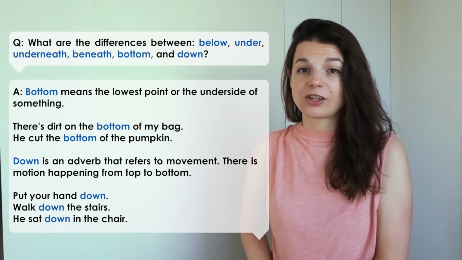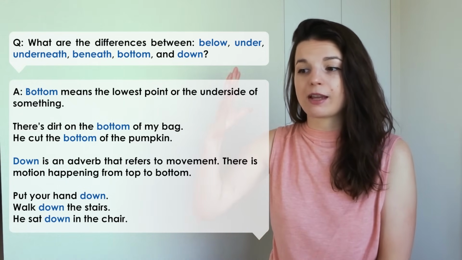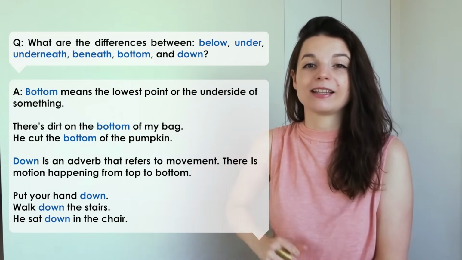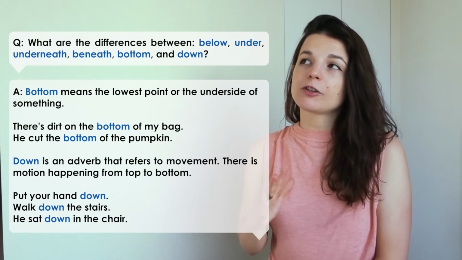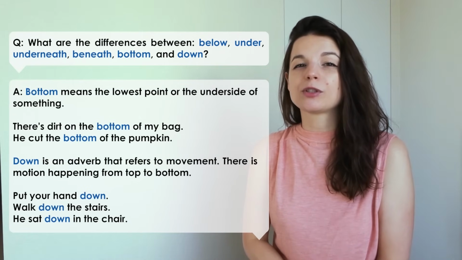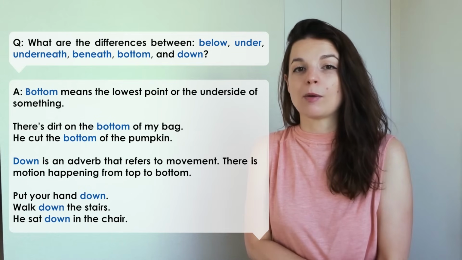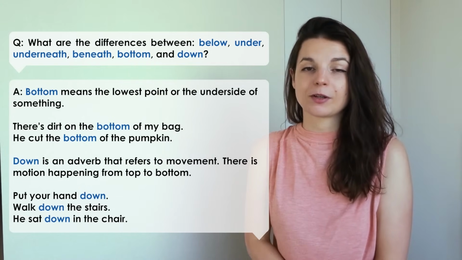He sat down in the chair. So we're using some kind of motion. There's something happening from like an upper level to a lower level. There's movement happening there. So we use down to express movement. The first 4 words that we talked about are used to talk about position, not about movement. Down is used to talk about movement. Bottom is used to talk about a place on something. So I hope that helps you.